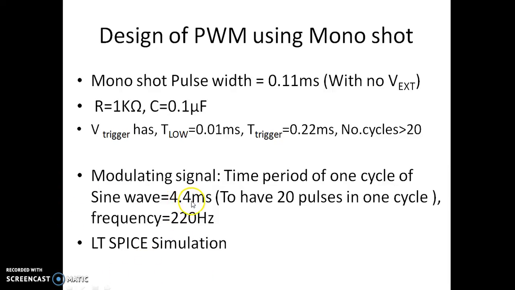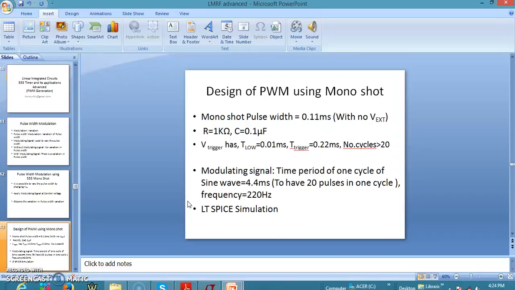So we are considering this as 4.4 millisecond, so that we can at least have 20 pulses in one cycle of the sine wave, so that we can see the width variation. So in order to have at least 20 pulses within one cycle of the sine wave, the frequency is chosen as 220 Hertz. So let us see how does the LT spice simulation of this PWM look like.